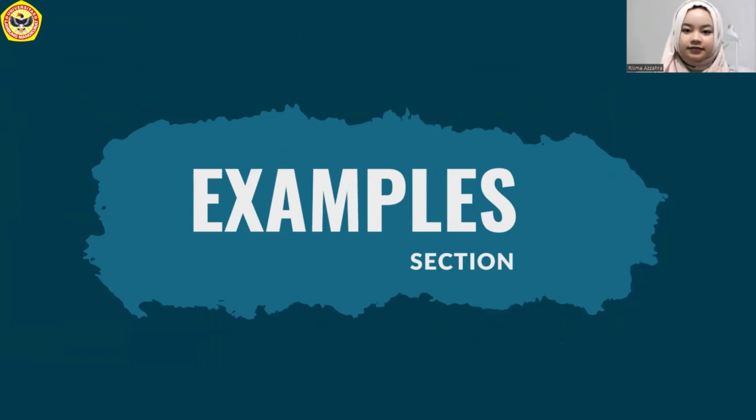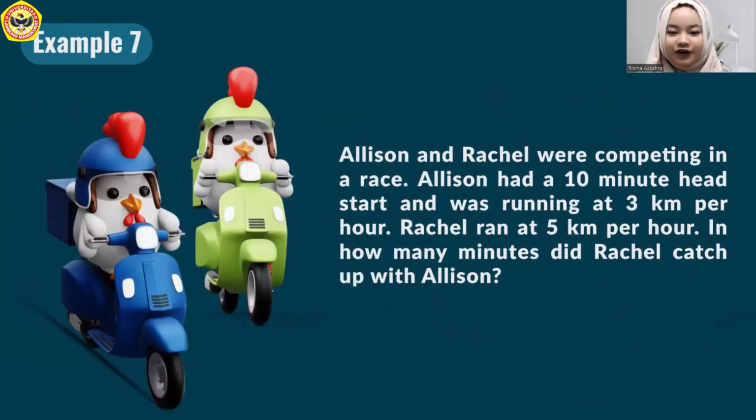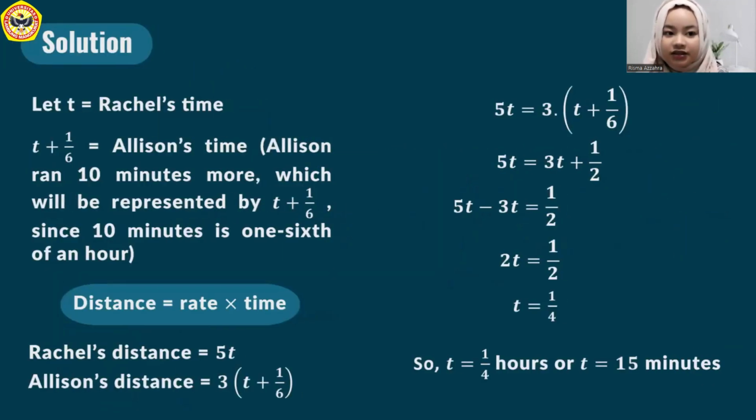Example section. So Allison and Rachel were competing in a race. Allison had a 10 minute head start and was running at 3 kilometers per hour. Rachel ran at 5 kilometers per hour. In how many minutes did Rachel catch up with Allison? So let t be Rachel's time. So t plus 1 over 6 equals Allison's time. Allison ran 10 minutes more, which will be represented by t plus 1 over 6.